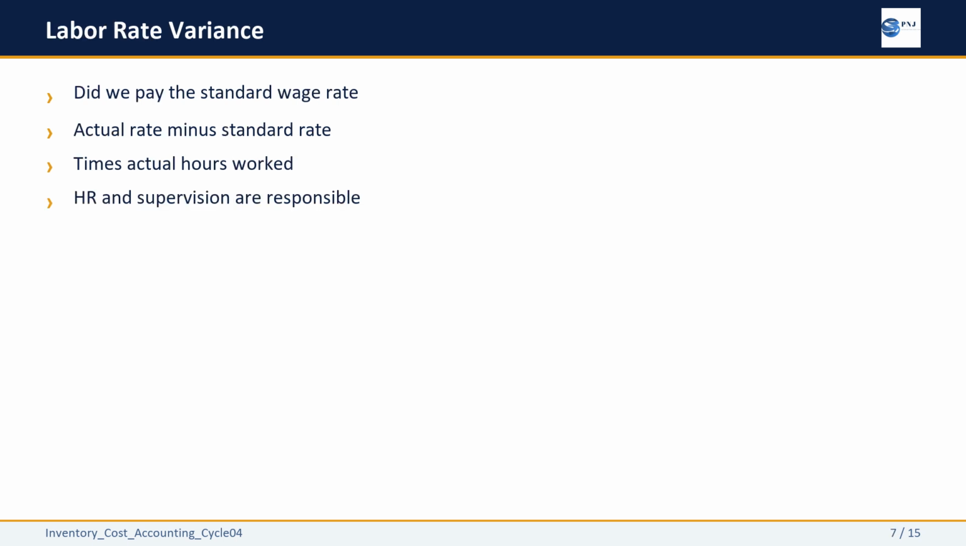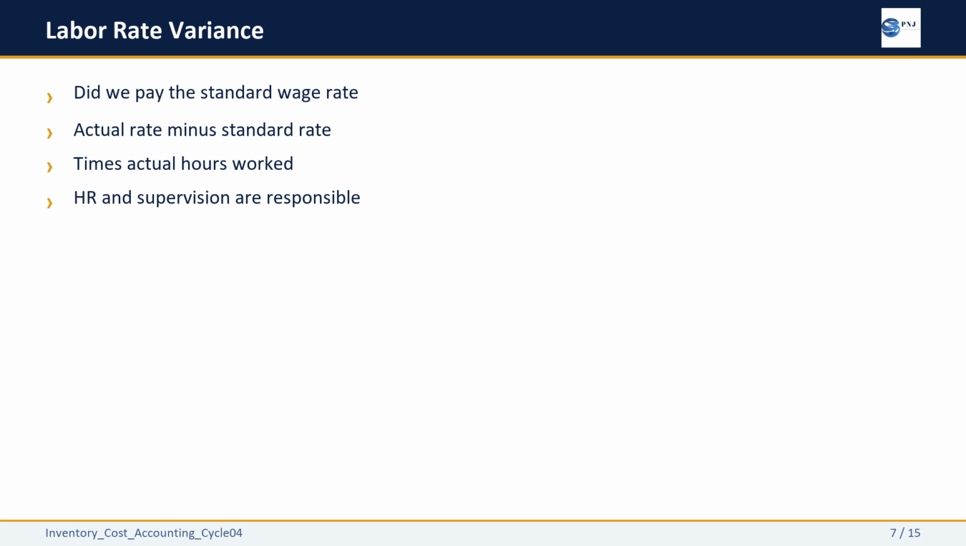Now move from materials to people. The labor rate variance mirrors the material price variance. You take the actual hourly rate, subtract the standard rate, and multiply by the actual hours worked. Favorable when you paid below standard.